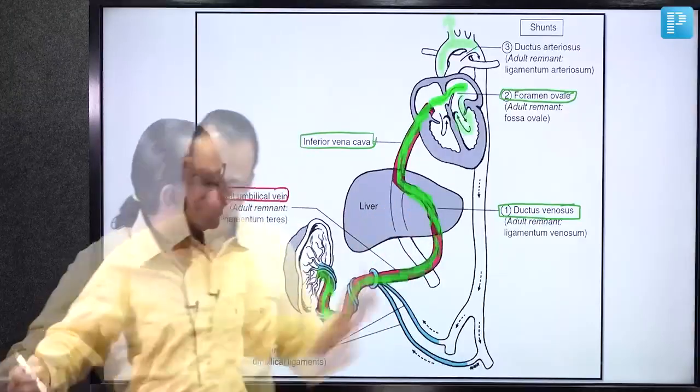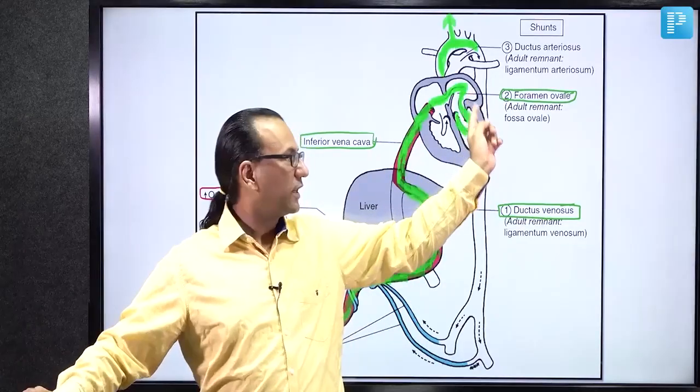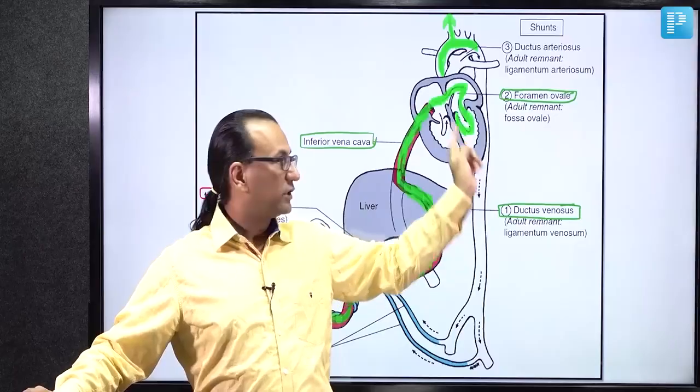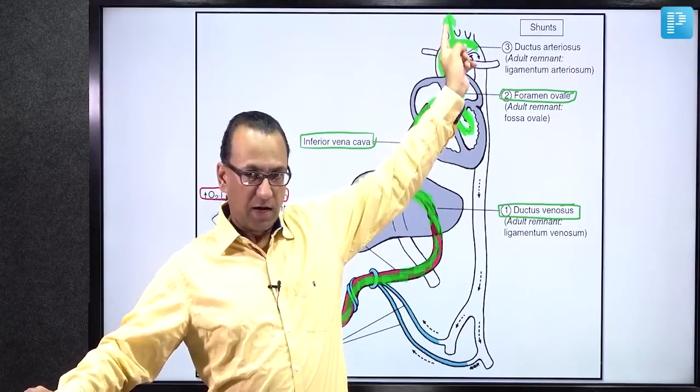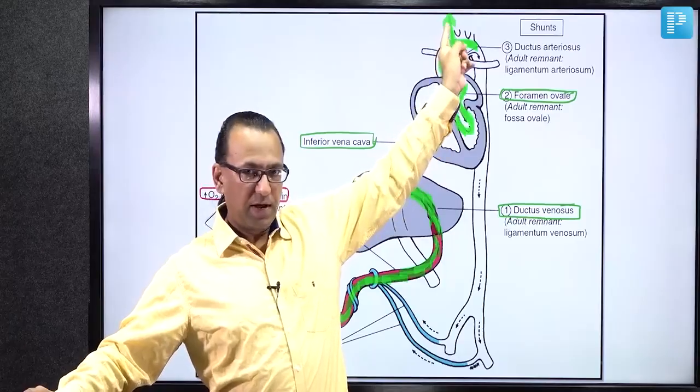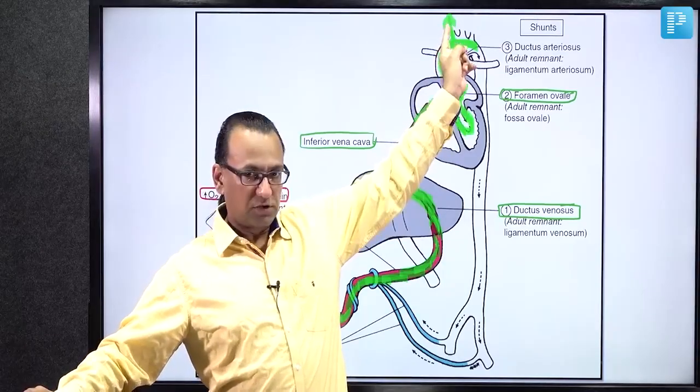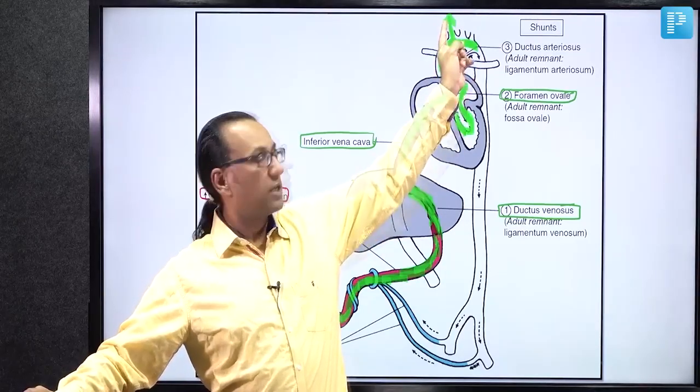So here we see that the left atrium has sent the blood into the left ventricle, which is pushing the blood into the aorta, and the aorta is pushing the blood towards the carotid artery and towards the brain. A high oxygen concentration of blood is reaching the brain.